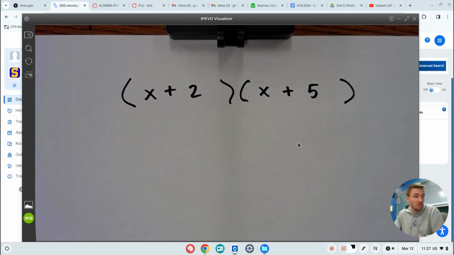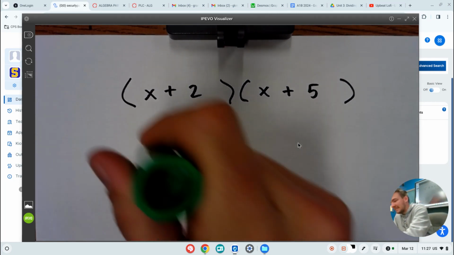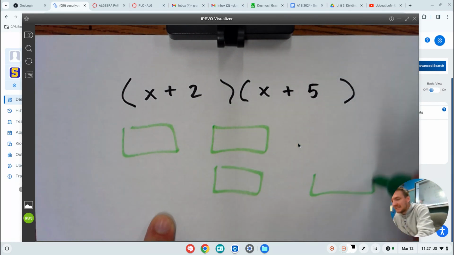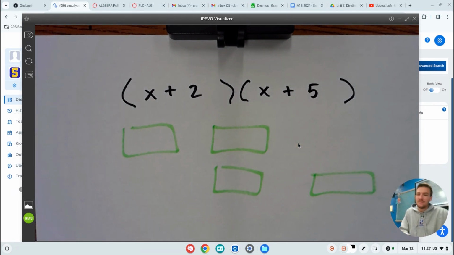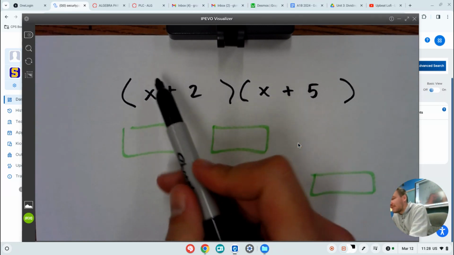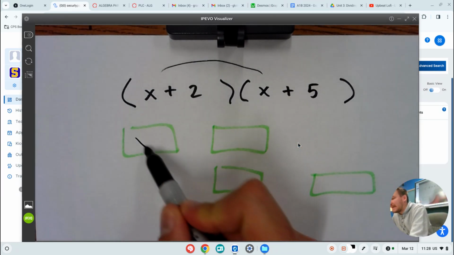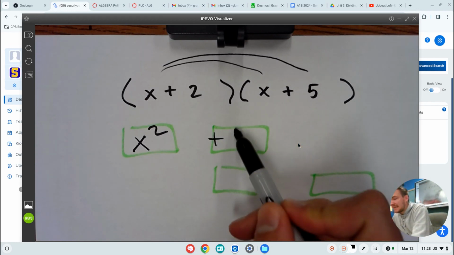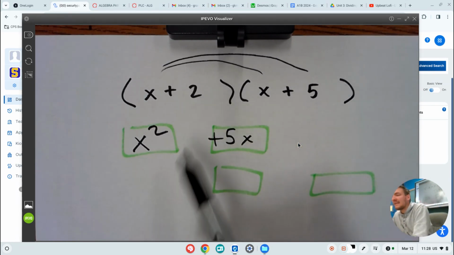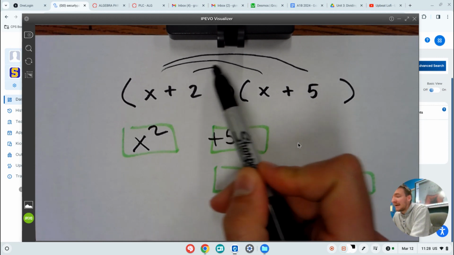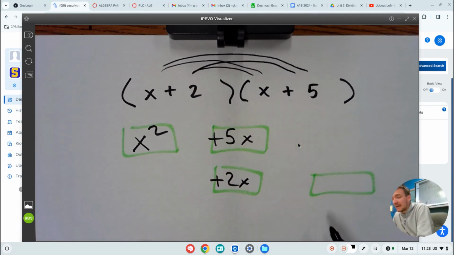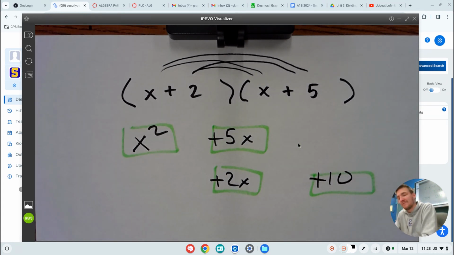If we were going to FOIL this, remember we've learned it this year, you're going to get 4 different things, and then you're going to combine those middle two. First of all, x times x makes x squared, and x times 5 makes 5x. Then we move to the 2: 2 times x, and 2 times 5, which makes 10. And that's foiling, and we've done that.